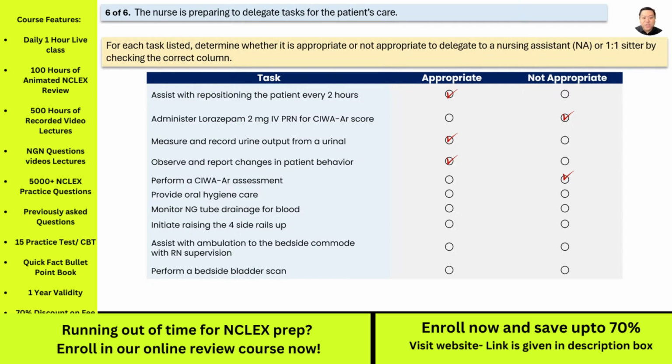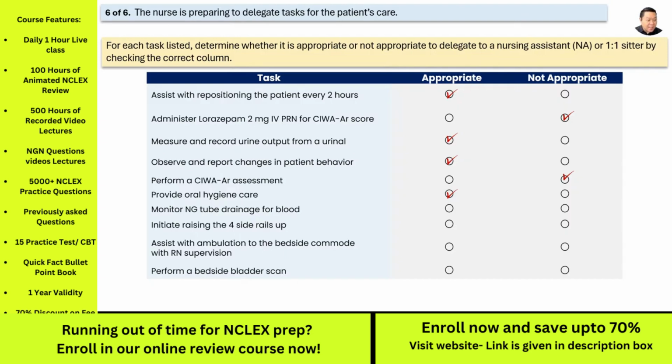Provide oral hygiene care. Yes, this is appropriate. This is a basic comfort measure that an NA can do. They can safely do this. They are trained to do this one. And providing oral care can also help maintain oral mucosal integrity. This can help decrease discomfort. It will promote overall hygiene without requiring any complex assessment.